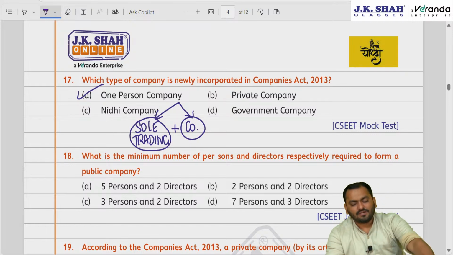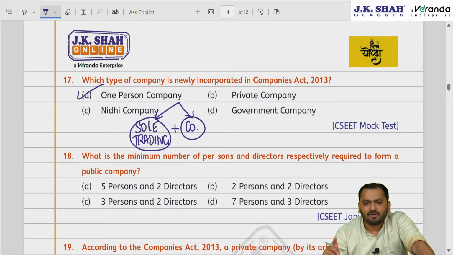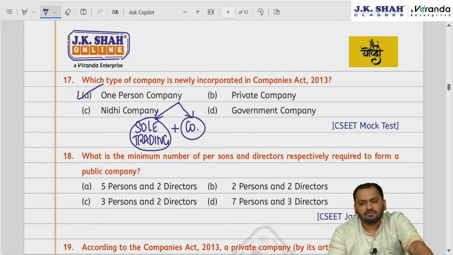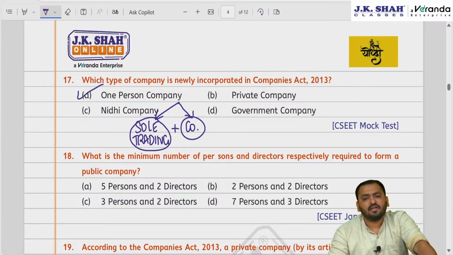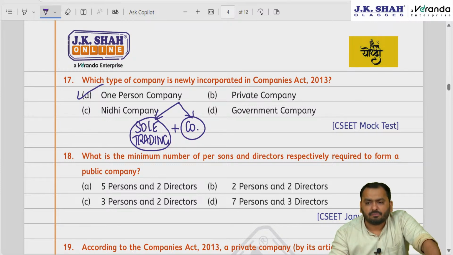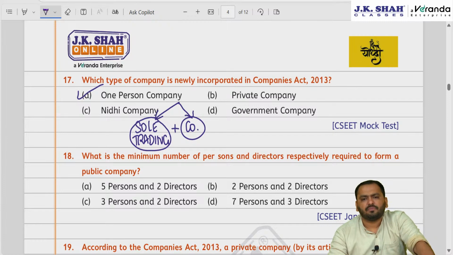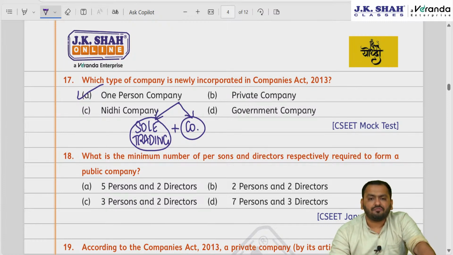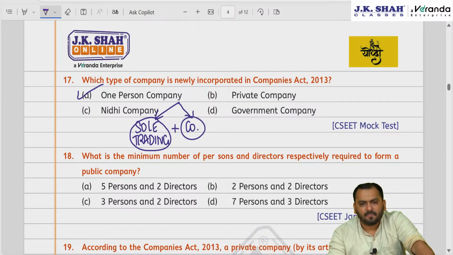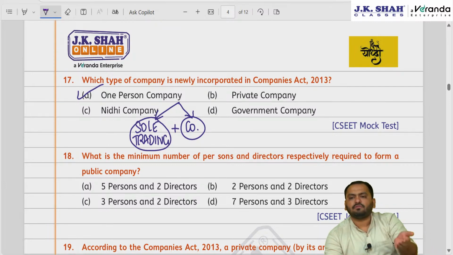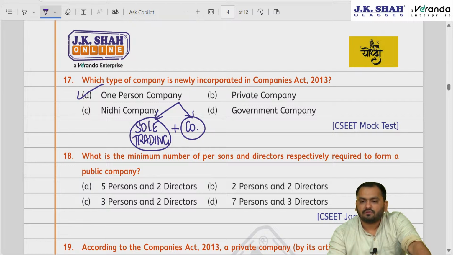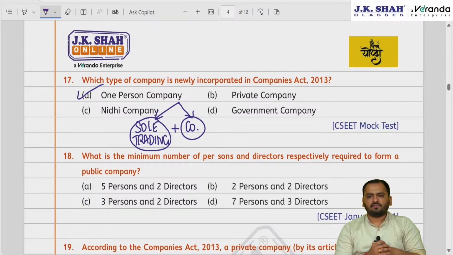Okay, but friends, the question is, what if that single person, that one person, dies? So what will happen to the company? You know, friends, if that sole member dies, in a one person company, in fact only in a one person company, there is a concept of appointment of a nominee. In a one person company, we always appoint a nominee. So if that sole member dies, that nominee becomes the member. Is this clear to everybody?